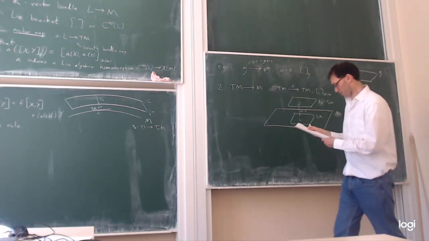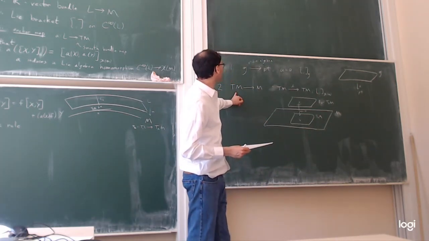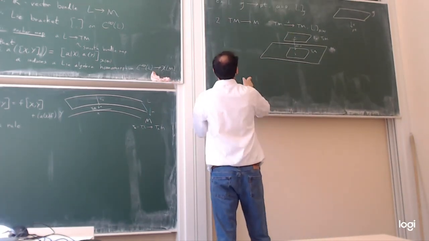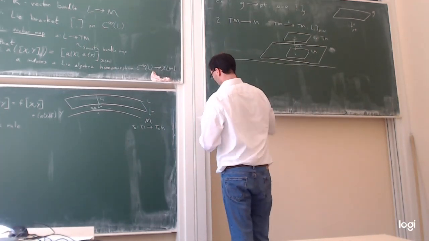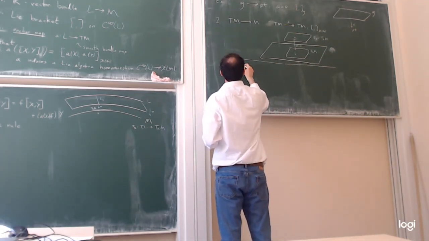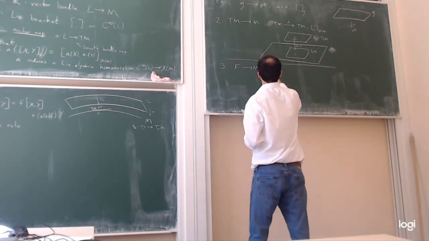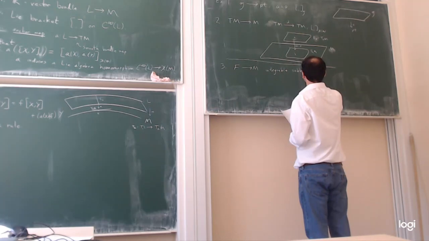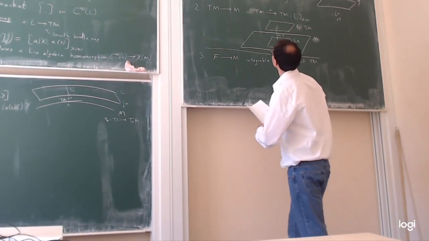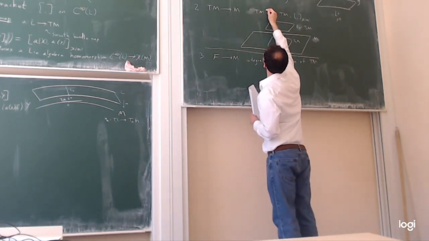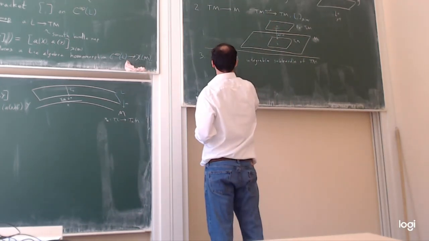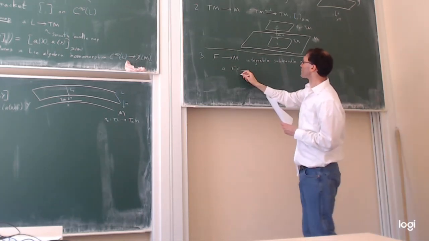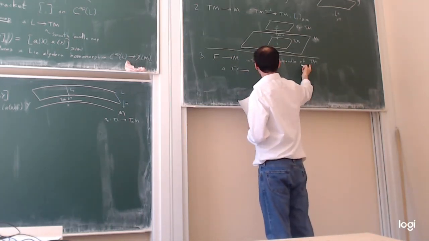Then a closely related example is if we take not the entire tangent bundle, but an integrable subbundle F to M, an integrable subbundle of the tangent bundle. In this case, the anchor map A is the inclusion of our subbundle into the tangent bundle.